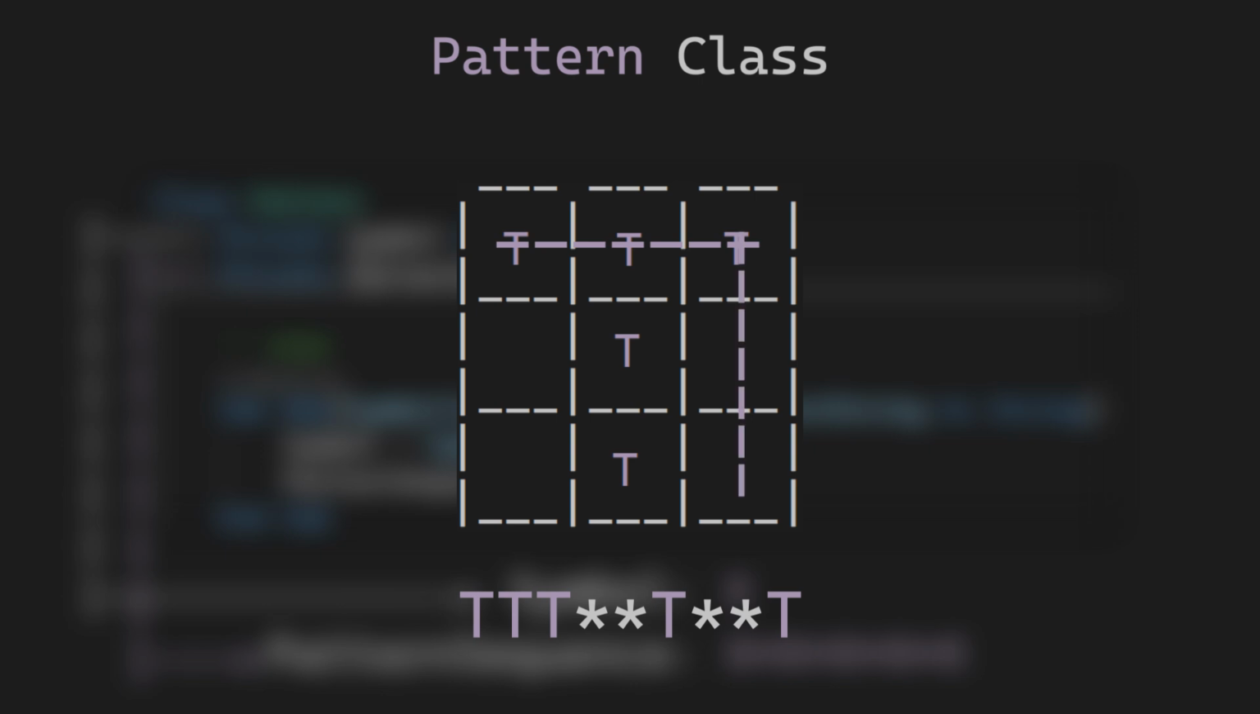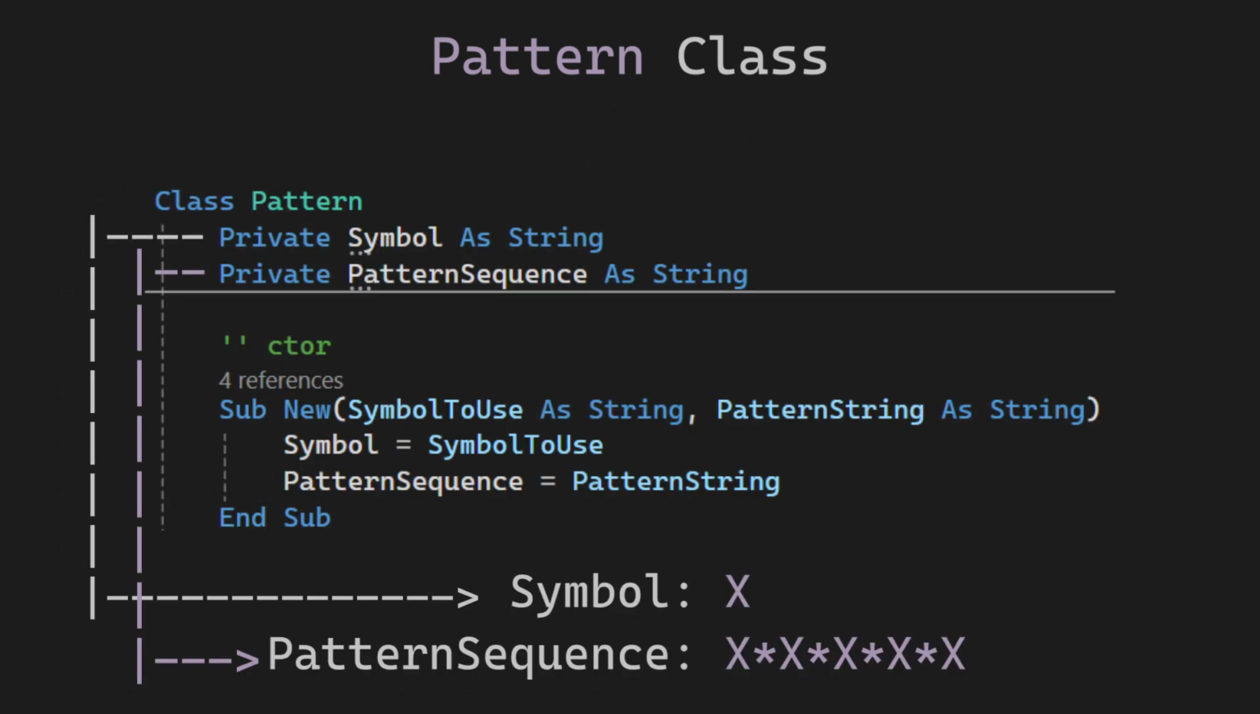The pattern actually goes in a spiral, beginning from the top left and ending in the middle. Here we have T, T, T, nothing, nothing, T, nothing, nothing, T. Our constructor here is quite simple. We just grab the incoming symbol and pattern string and assign them to the symbol and pattern sequence fields.